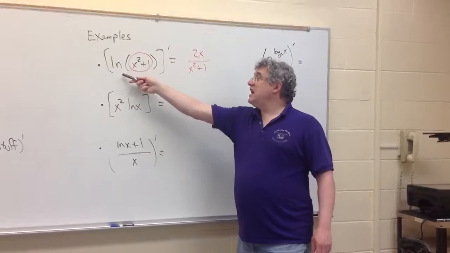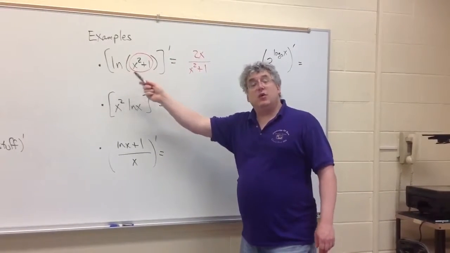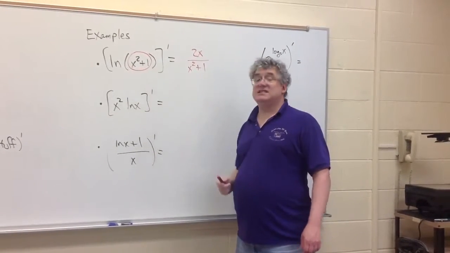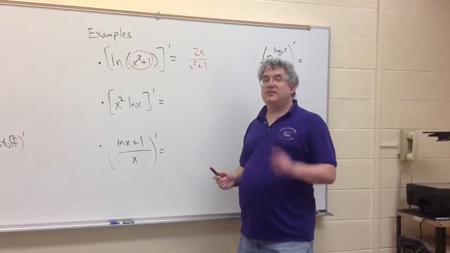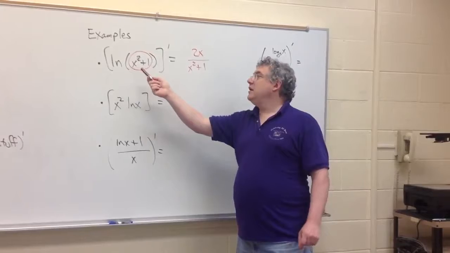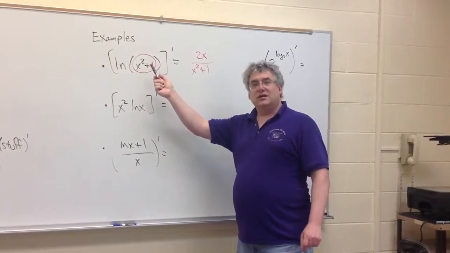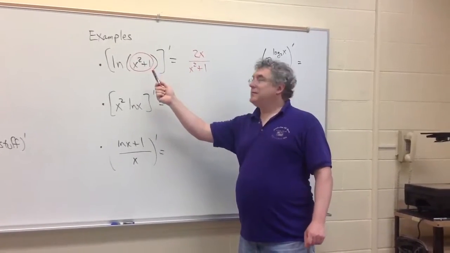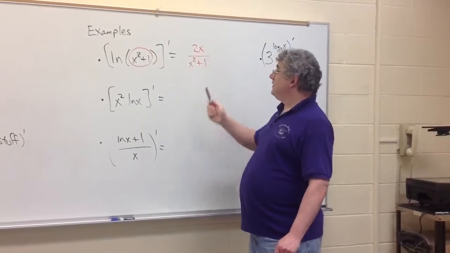That would be wrong. This is not multiplication. There is nothing multiplying in these parentheses. That's composition. You've got to be very careful what parentheses mean. And in this case, it means ln of x squared plus 1. The "of" is the chain rule. And so we use the chain rule form right there.